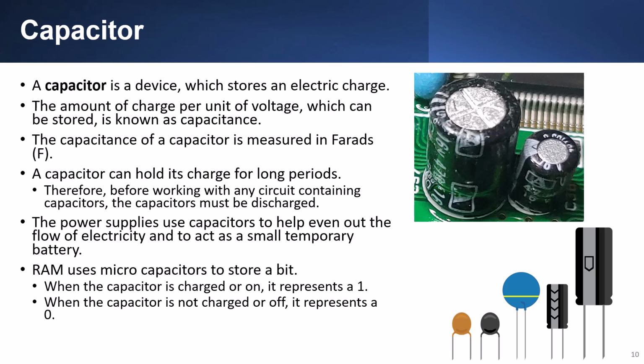Therefore, before working with any circuit containing capacitors, the capacitor should be discharged. The power supply uses capacitors to help even out the flow of electricity, and to act as a small temporary battery. RAM uses microcapacitors to store a bit. When the capacitor is charged or on, it represents a 1, and when the capacitor is not charged or off, it represents a 0.